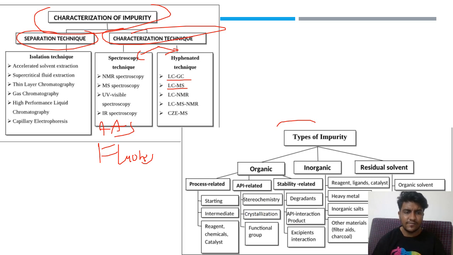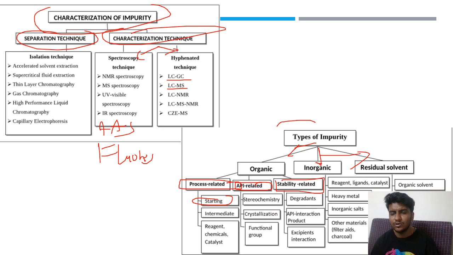In isolation techniques, we have capillary electrophoresis, HPLC, TLC, SFE, which is supercritical fluid extraction. There are different kinds of impurities: organic, inorganic, residual. So it can be either starting process related, API related, or stability related. This is a very important chart. Let me tell you all, this chart should be known to you.